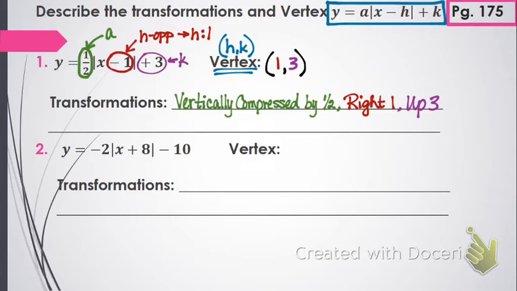I want you to take right about a minute to do number 2. Identify your A, H, and K, identify your vertex, and then write down in words how this is going to be different from the parent.